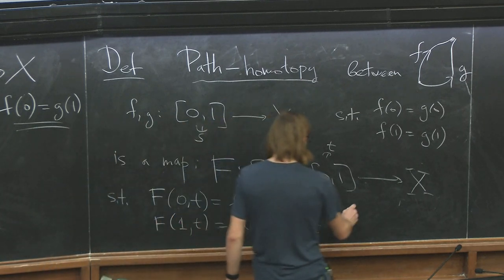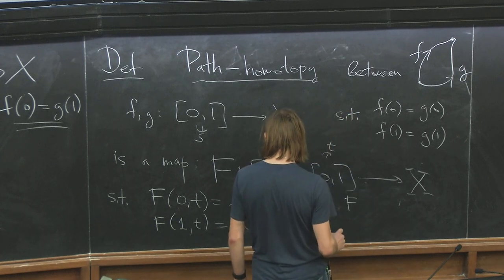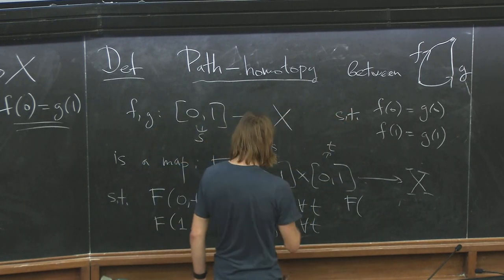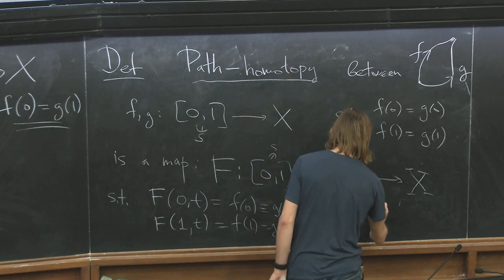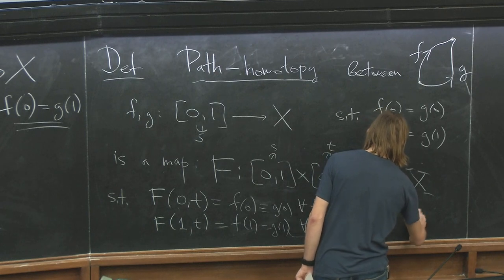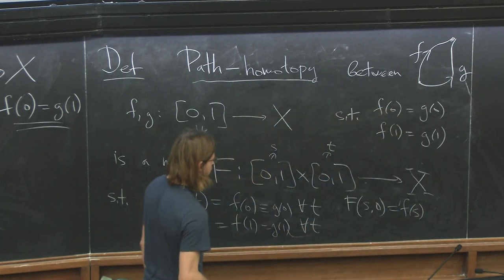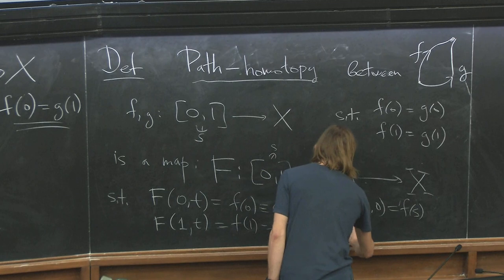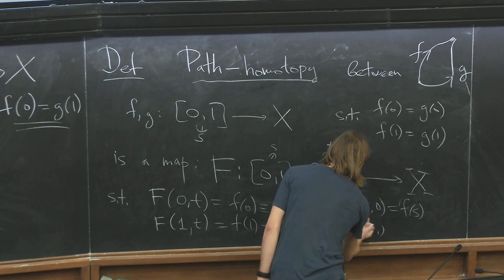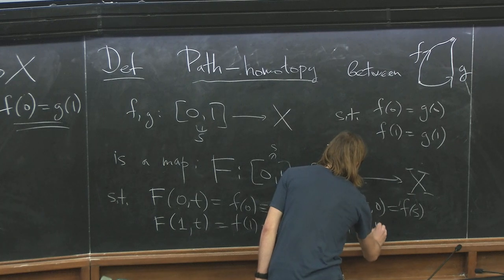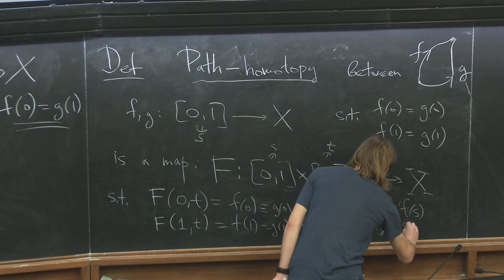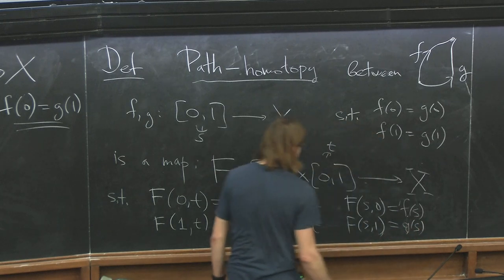And the other condition is that, if I fix t the other way around, if I fix t to be 0, F of s, 0 should reproduce my path f. And if I fix t to be 1, this should produce my path g.